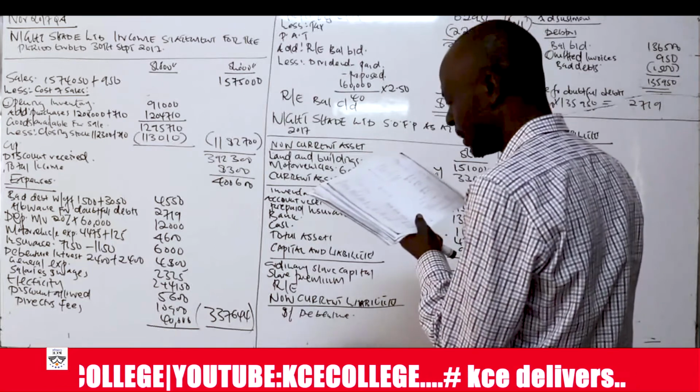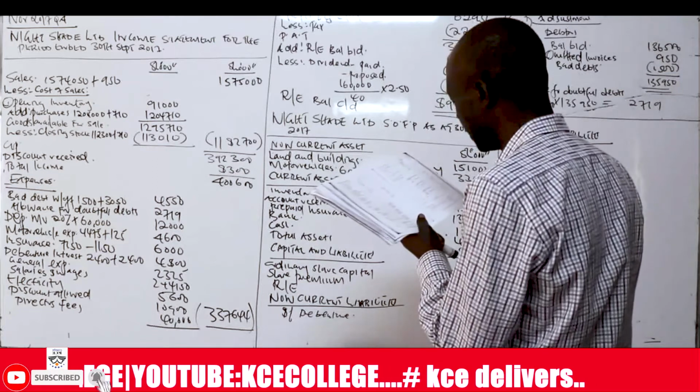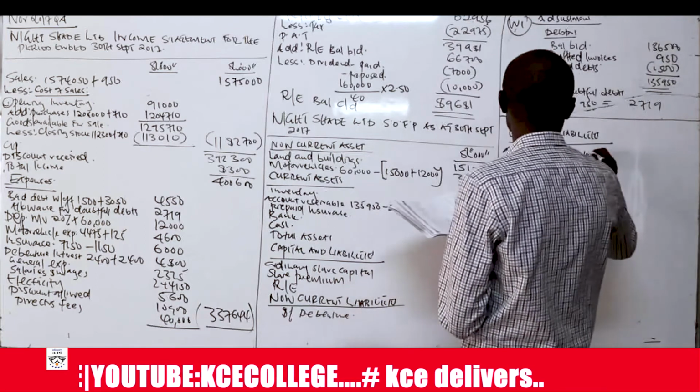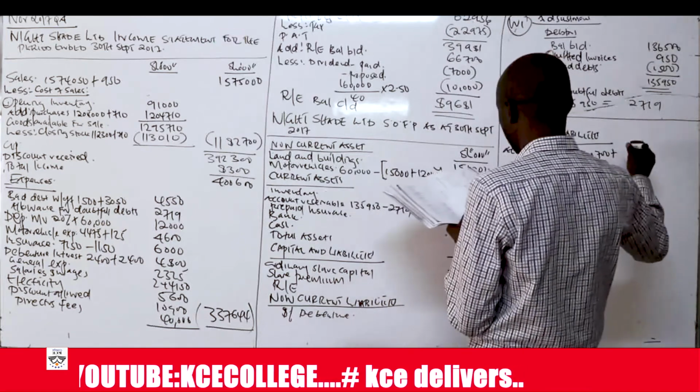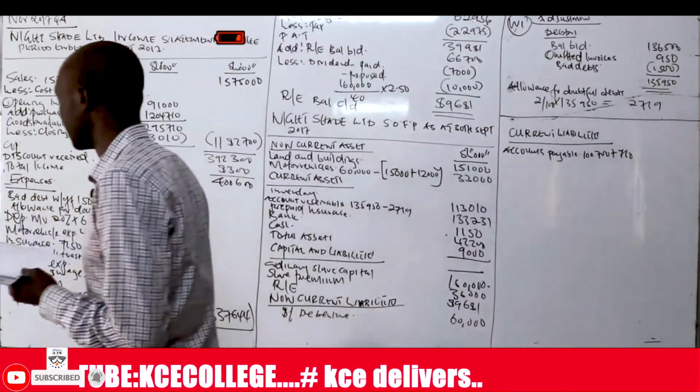100, 700. Accounts payable is how much? 100, 700, isn't it? Plus 710. What was 710? Omitted invoices, isn't it?